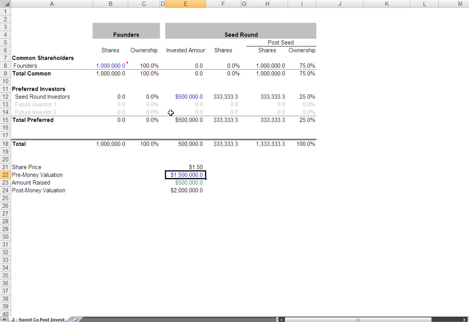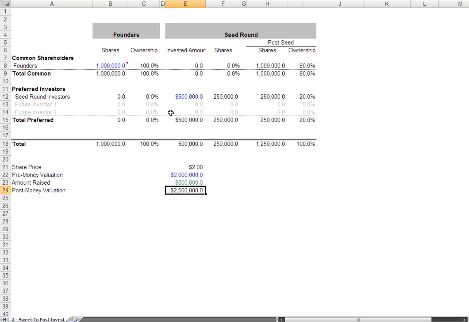So let's just imagine in this case, let's go back to $2 million as the pre, that the company is worth 2 million bucks before the investment. After the investment, the company now has $500,000 in the bank. So now the company plus the $500,000 is worth 2.5 million.